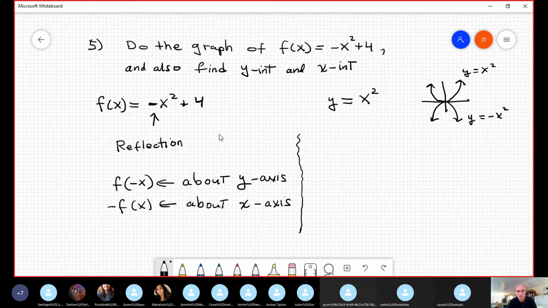And plus 4. Plus 4 is you have a function and you are adding 4 outside. It's not the same as adding 4 inside the parentheses.